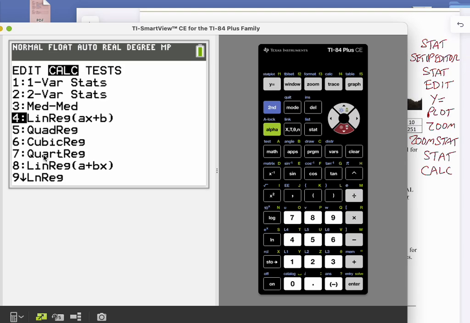5 is quadratic, you might use that. 6 is cubic. 7 is quartic. We're never going to use those, so just never choose those. Sometimes 9 people think is lines too. They're like, oh, ln, that's lines, but that's natural log.